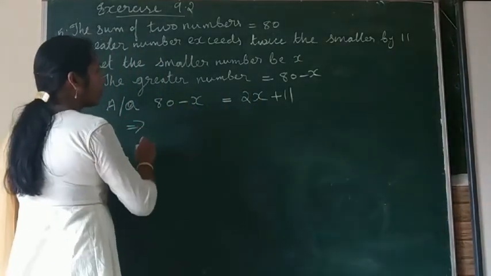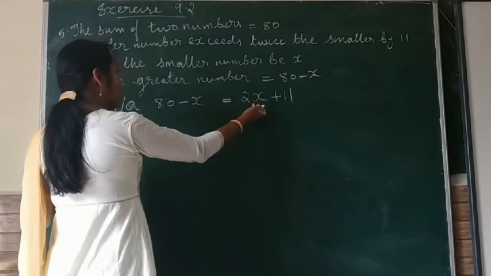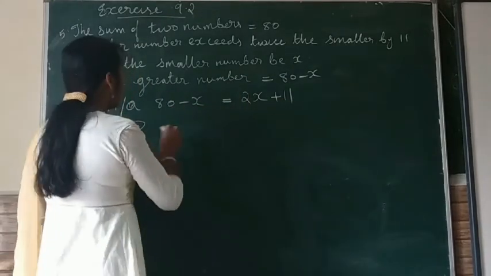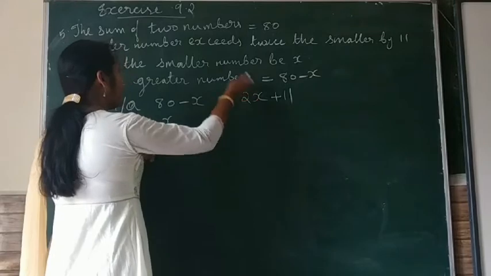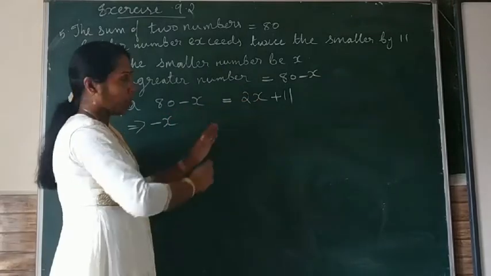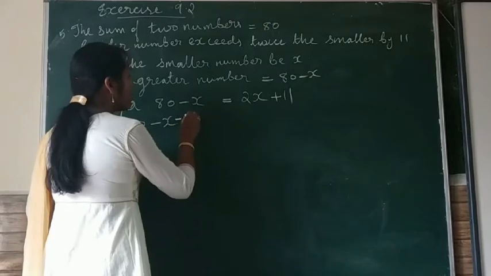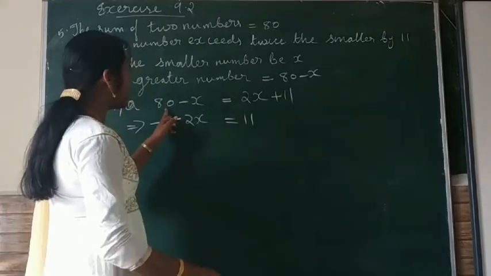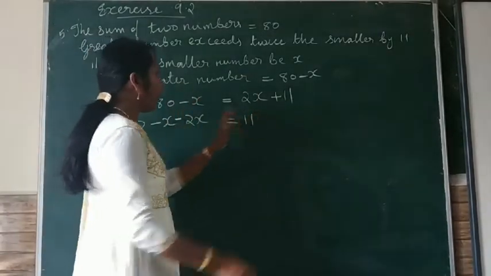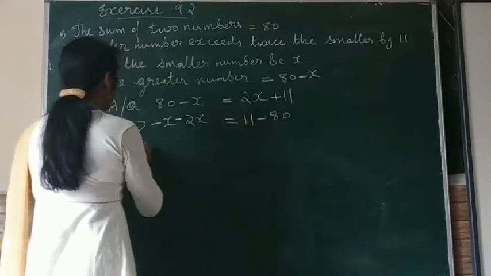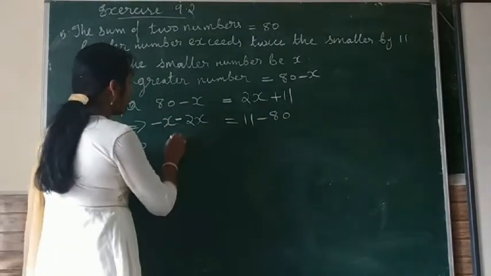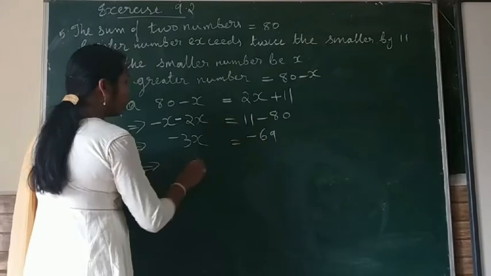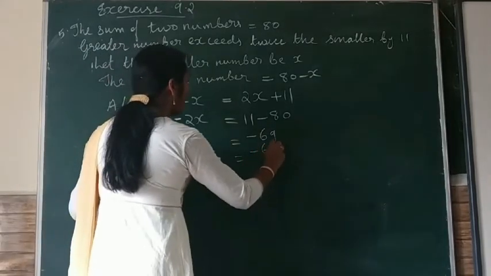Here we can take this 2x to the left side and 80 to the right side, so that the x terms will be on one side. So we keep minus x here, bring 2x to this side, by the rule of transposition. 2x will become minus 2x. Minus x minus 2x is equal to 11, and 80 will go to the other side. Plus 80 will become minus 80. 11 minus 80 implies minus x minus 2x, that is minus 3x is equal to minus 69, which implies x is equal to minus 69 divided by minus 3.